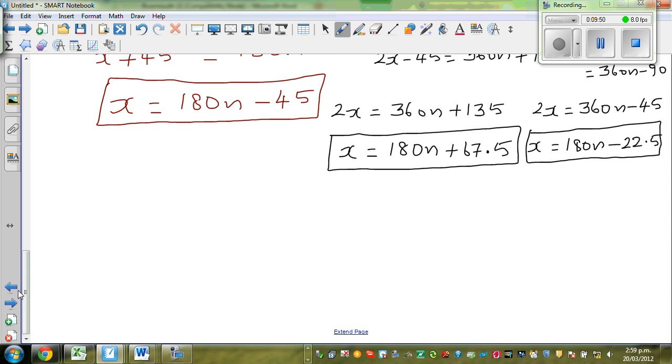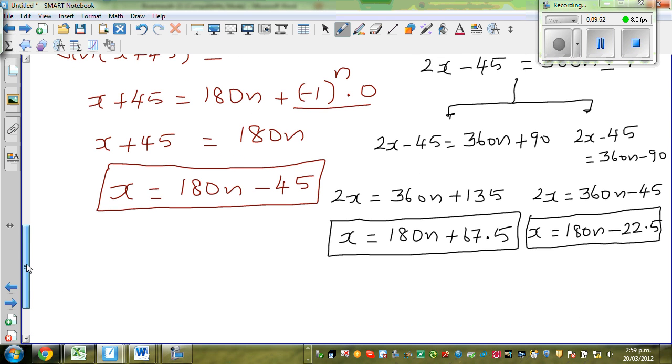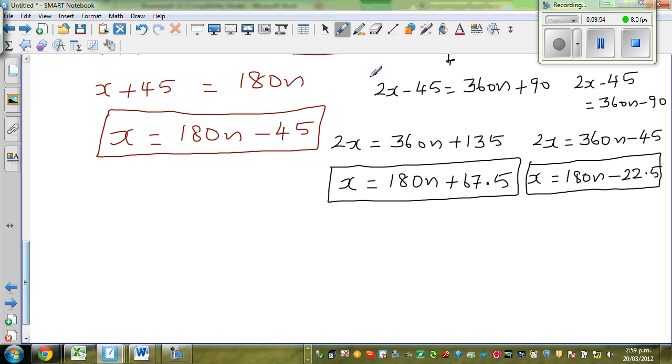Okay, so let us find the particular solution between 0 to 360. What does this mean in a particular case? We want our answers between 0 degrees and 360 degrees.